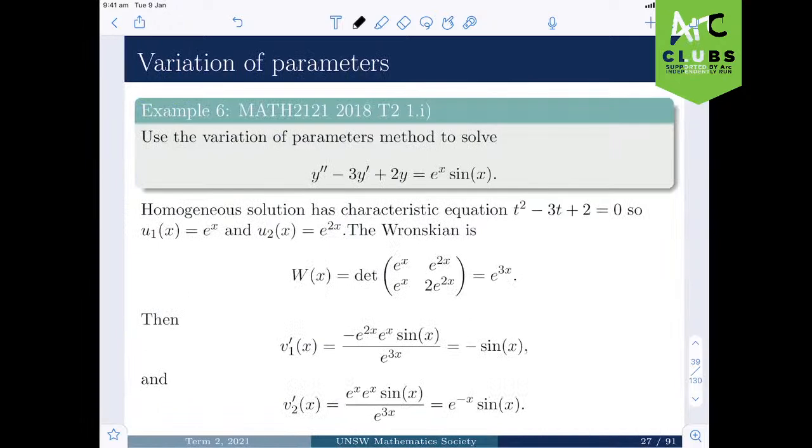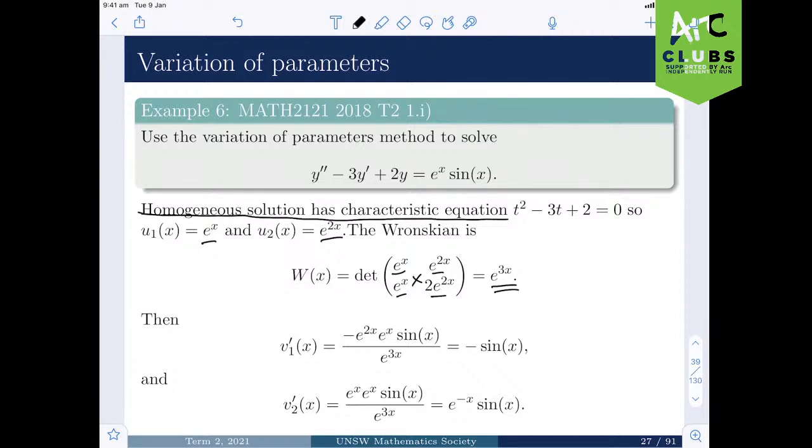Okay, so let's do an example. Use the variation of parameters method to solve y double dash minus 3y dash plus 2y equals e to the x sine x. Now the homogeneous solution has characteristic equation t squared minus 3t plus 2 equals 0. So we see that e to the x and e to the 2x form a basis for the homogeneous solution space. And the Wronskian, remember, has the functions u1 and u2 on the first row and the derivatives on the second row. The Wronskian is the determinant of that. So we get 2e to the 3x minus e to the 3x, so we just get e to the 3x.